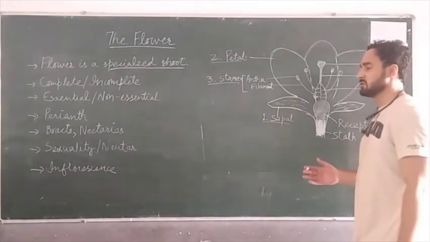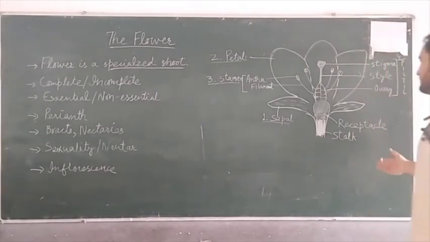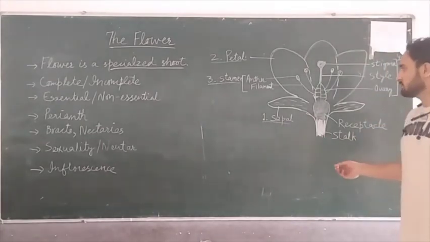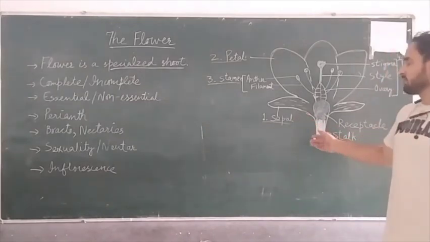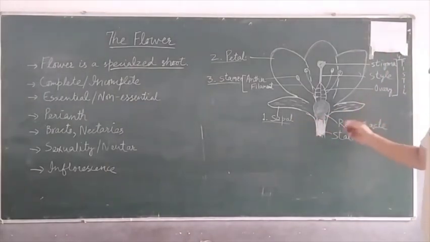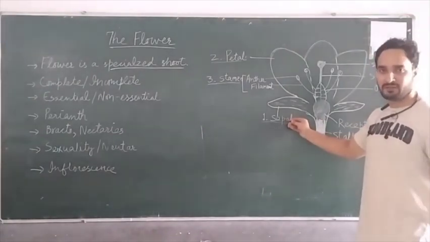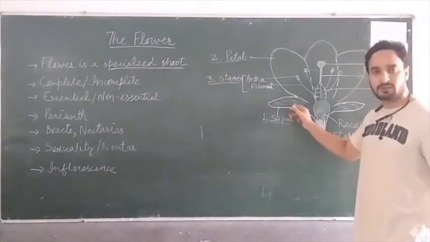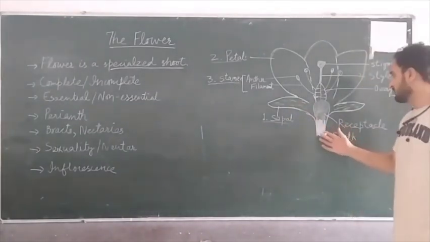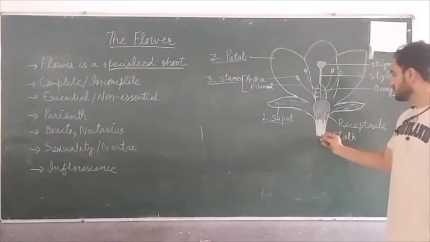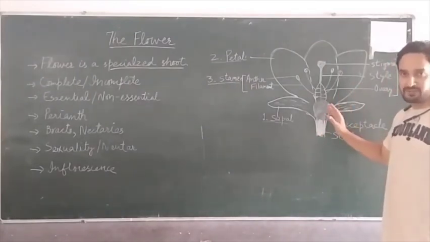Flower can be studied through different parts. The first whorl of the flower is the sepal. Sepals are usually green in color. Okay. So this is the first whorl of the flower. Actually, flower arises from the base of a stalk. So this is the stalk from where the flower is arising.